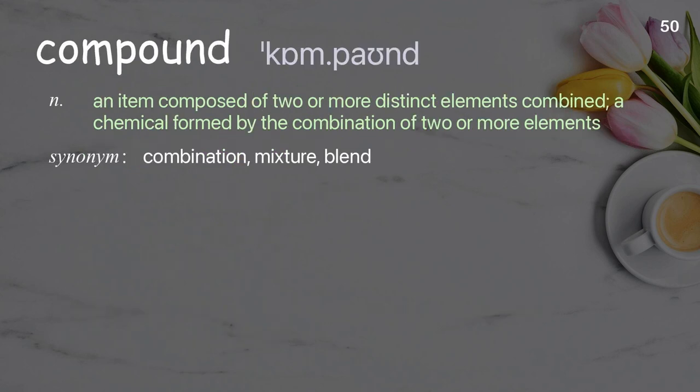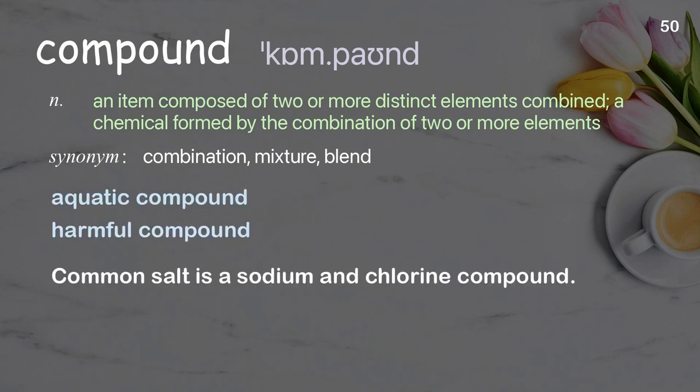Compound: an item composed of two or more distinct elements combined, a chemical formed by the combination of two or more elements. Examples: aquatic compound, harmful compound. Common salt is a sodium and chlorine compound.